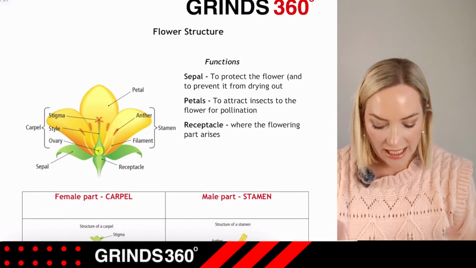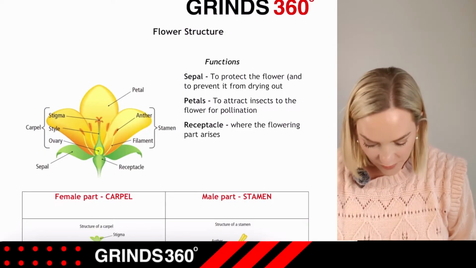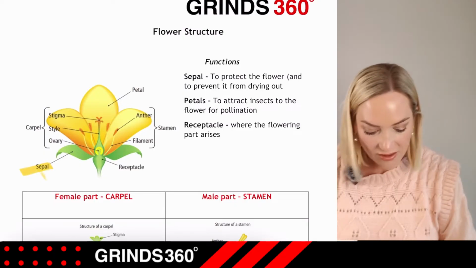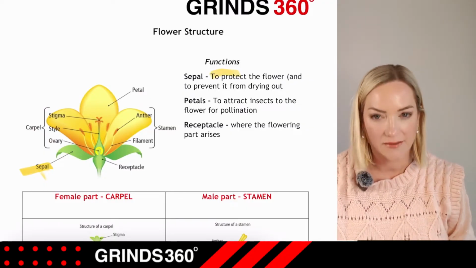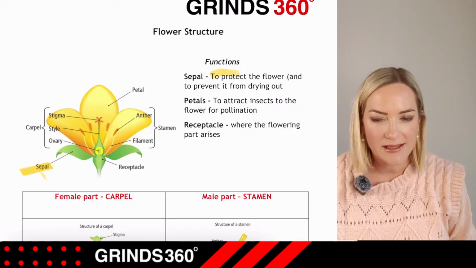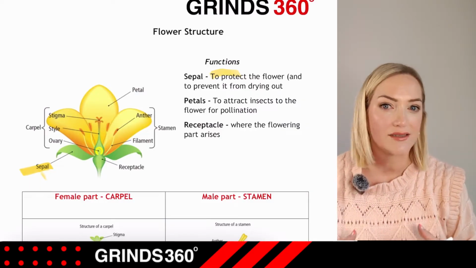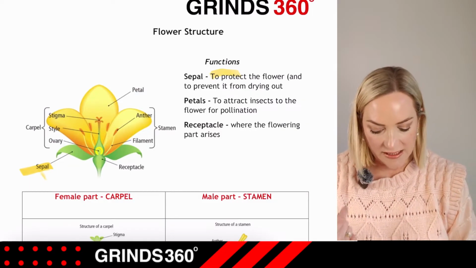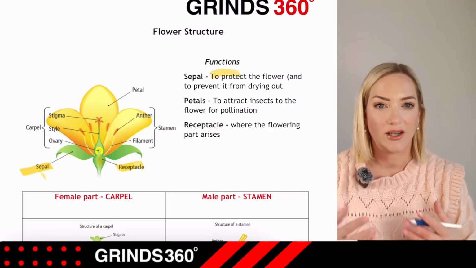So let's start off first. They might ask you to label the flower and functions of the parts. So we have our sepal down here. The main function of your sepal is to protect your flower and prevent it from drying out. Then you have your petals. The main thing with your petals, they're bright and colourful and they're there to attract the insects for pollination. And your receptacle down here, that's where your flower arises.